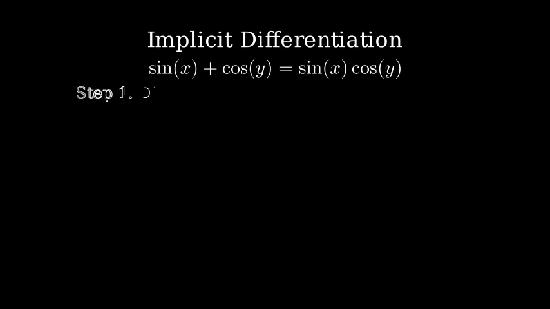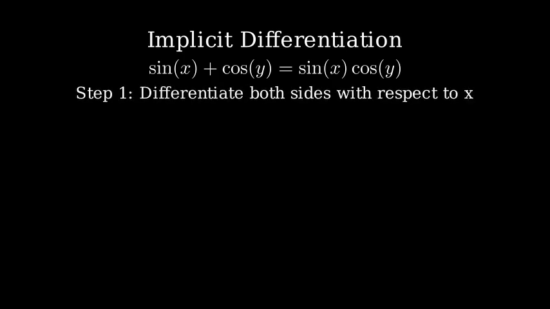To find dy/dx using implicit differentiation, we need to differentiate both sides of the equation with respect to x. Remember, when we differentiate terms containing y, we need to multiply by dy/dx due to the chain rule. Let's differentiate the left side first.